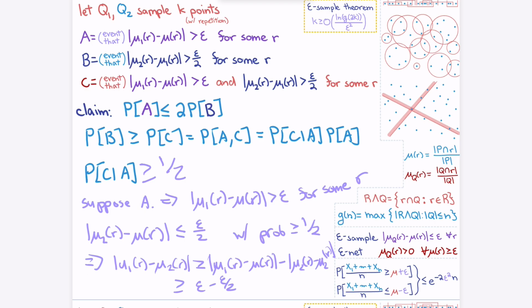It's because it's the same range R. Well, yeah, the difference would be that event C violates both, has both for a fixed R. But what you're saying, probability of B is greater than or equal to probability of C, which is equal to probability of A and C. Your comment is sort of implicit in that part as well.